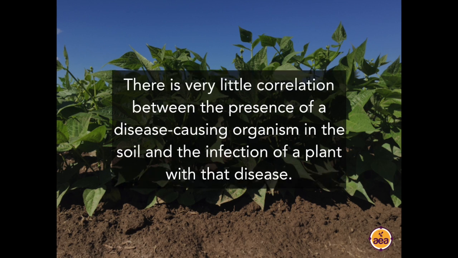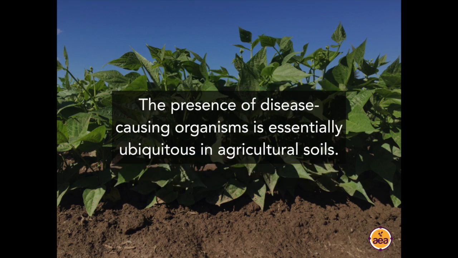It is my understanding, based on a lot of research, reading hundreds of peer-reviewed published papers on this topic, that there is very little correlation between the presence of a disease-causing organism in the soil and the infection of a plant or a crop with that disease. So instead, the question is, what is the correlation? Let's just pick on Phytophthora, or Verticillium, or Fusarium, or Pythium. You could pick any of those as an example and say that the presence of the organism is essentially ubiquitous. It is in soils throughout our agricultural production systems.